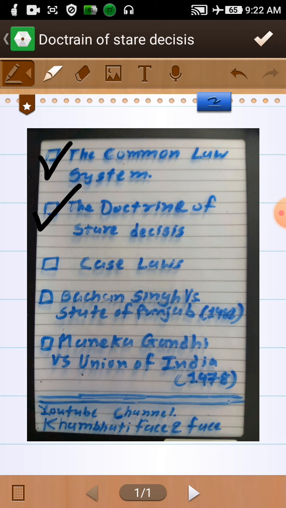The expression stare decisis means to abide by the decisions. It is the Latin phrase meaning to stand by decided cases, to uphold precedents, and to maintain former adjudications. The Latin maxim that goes in this regard is stare decisis et non quieta movere. As there was no reporting of the decisions of the courts, there was no doctrine of stare decisis.